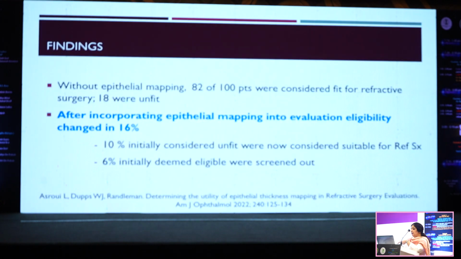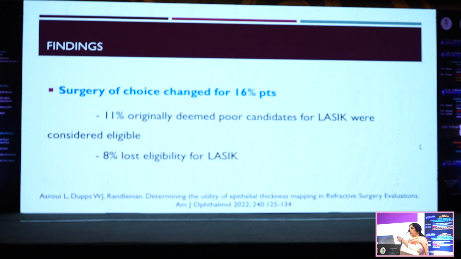So in the findings of this study, they evaluated that after incorporating epithelial mapping into evaluation, the eligibility of the patients changed in 16%. So 10% initially considered unfit were now considered suitable for refractive surgery, and 6% initially deemed eligible were screened out. Also, apart from saying whether the patient can go ahead with refractive surgery or not, the surgery of choice changed for 16% patients.